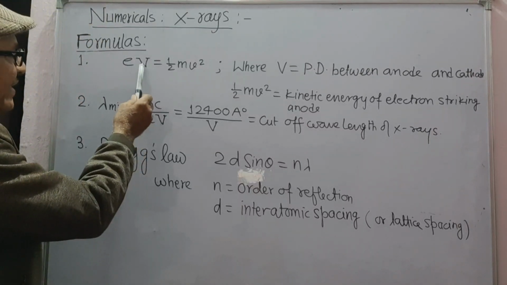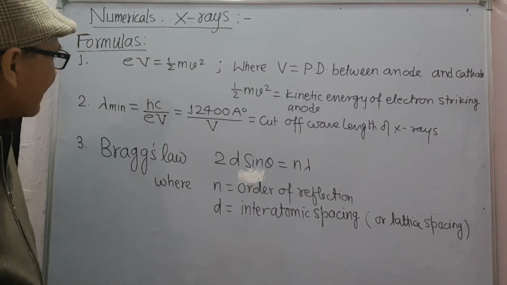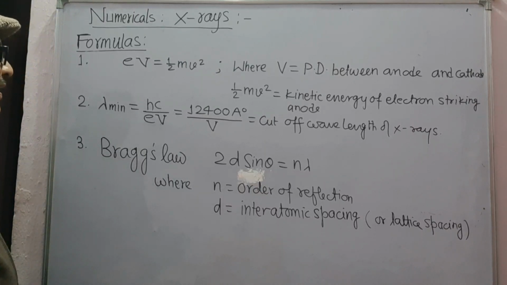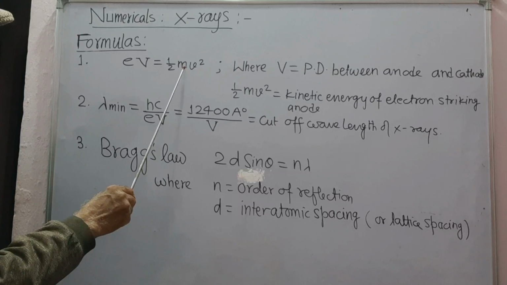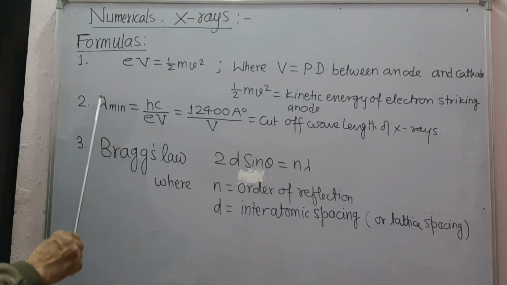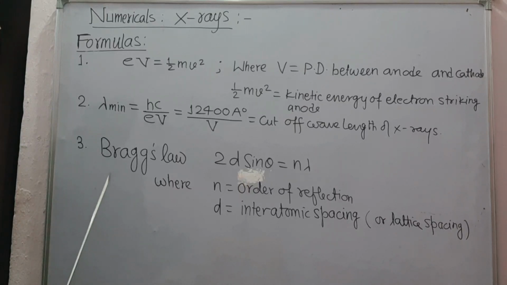If V is the potential difference between anode and cathode, then the kinetic energy of an electron striking the anode or target is given by the relation eV = 1/2 mv², where m is the mass of the electron and v is the velocity of the electron striking the target.